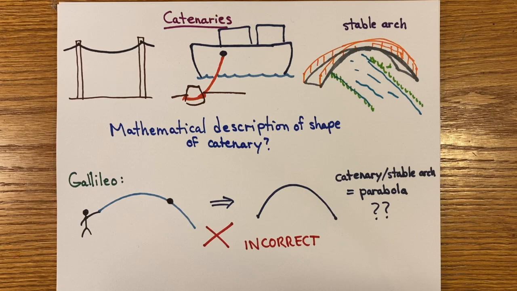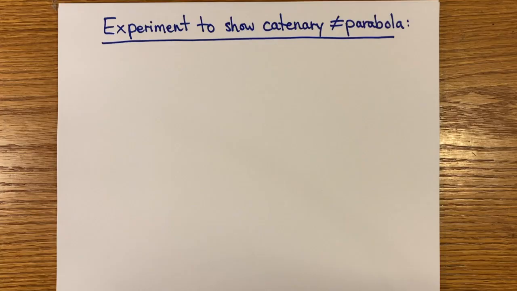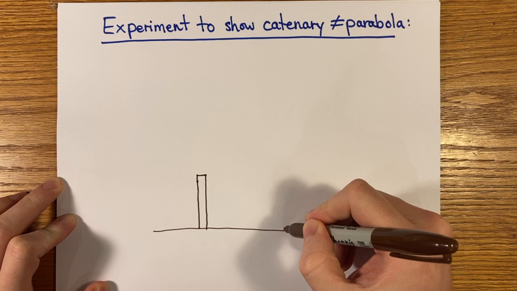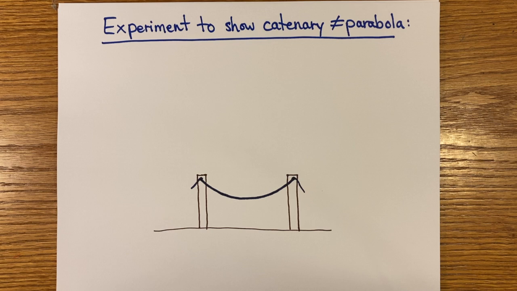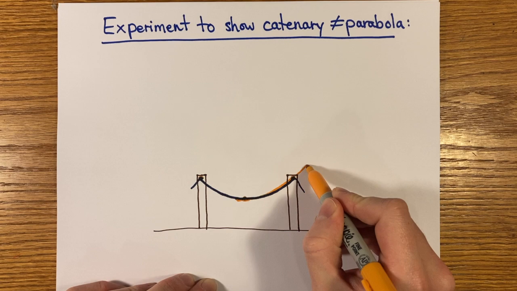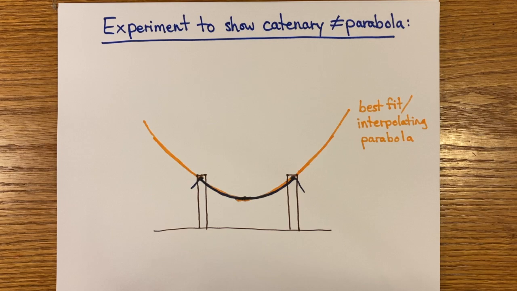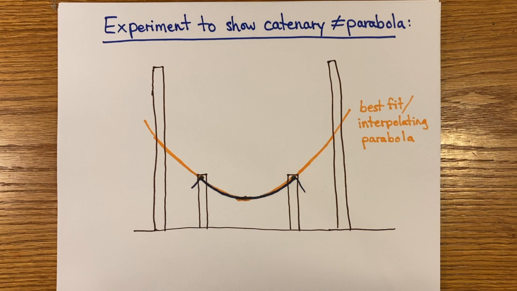Here's an experiment that shows the catenary is not a parabola. I wonder if anyone in the 17th century ever did this. Take an actual hanging chain and take the appropriate measurements, maybe by projecting the chain onto some graph paper, so you can fit a parabola to it. There are several ways you could do this, but it doesn't matter too much what we mean by the best fit. For simplicity, just take the parabola with vertex at the bottom of the chain that also passes through the endpoints of the chain. If you do this, you'll likely find that the difference is really small, small enough perhaps to be within the margin of error of a physical demonstration.